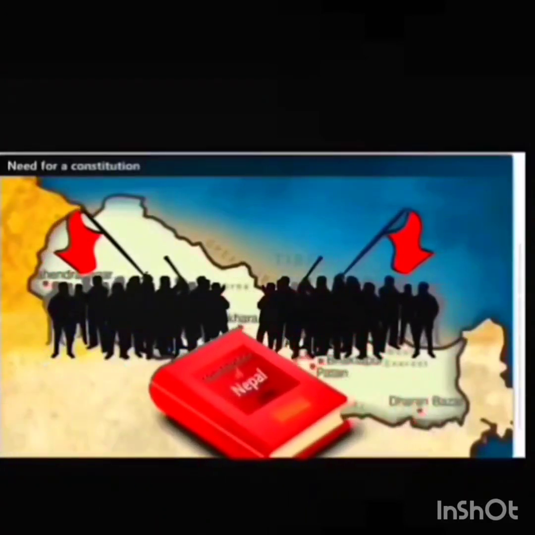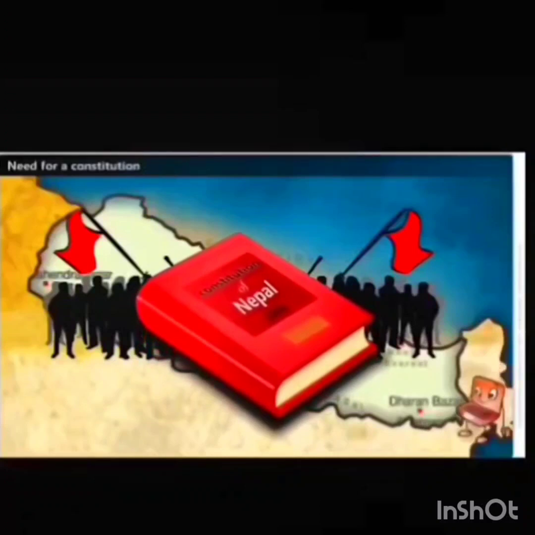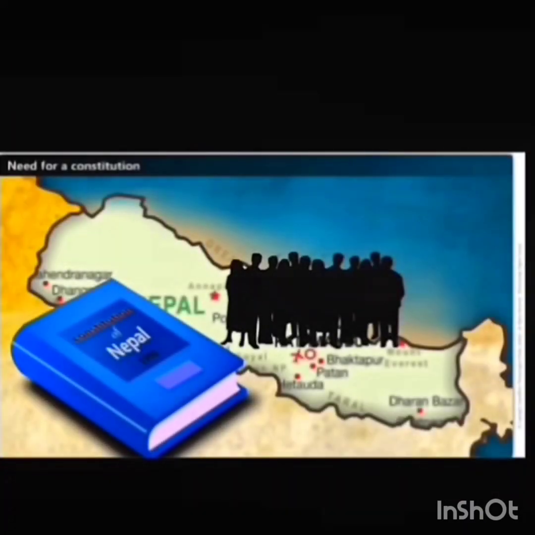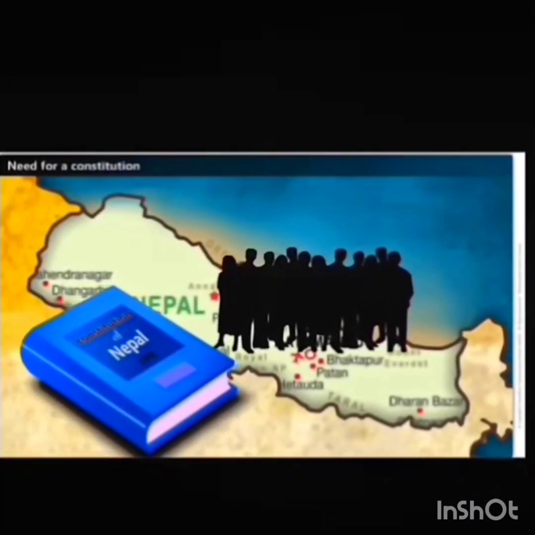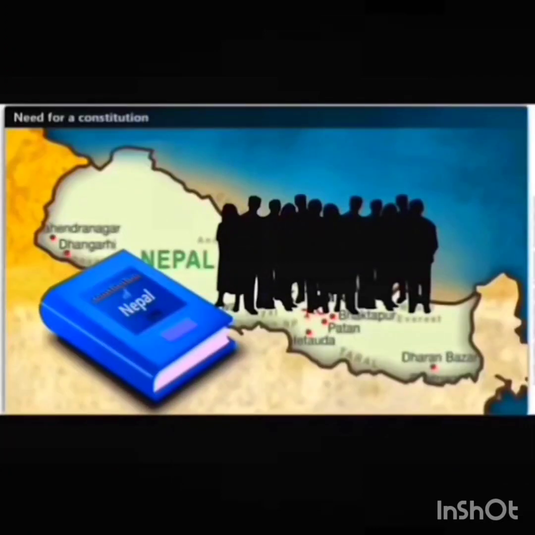They have to write a new constitution in order to establish Nepal as a democratic country. Why do you think people did not want to obey the 1990 constitution? The Nepal population did not want to continue with the previous constitution because it did not reflect the ideals of the country that the people wanted it to be.